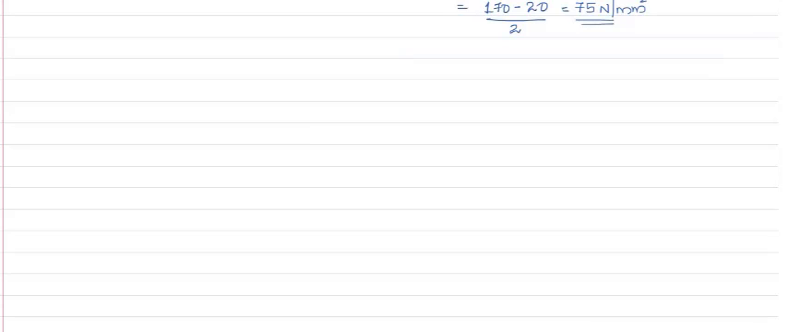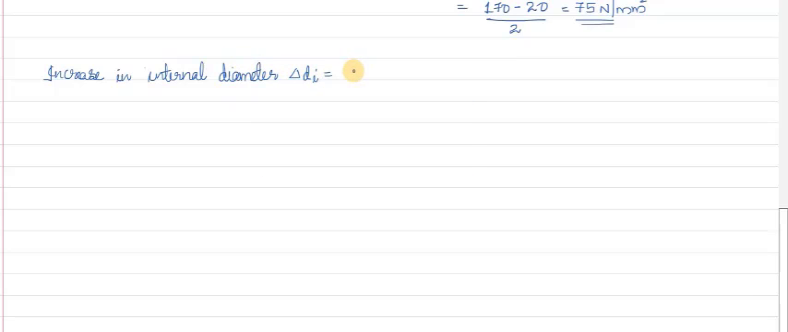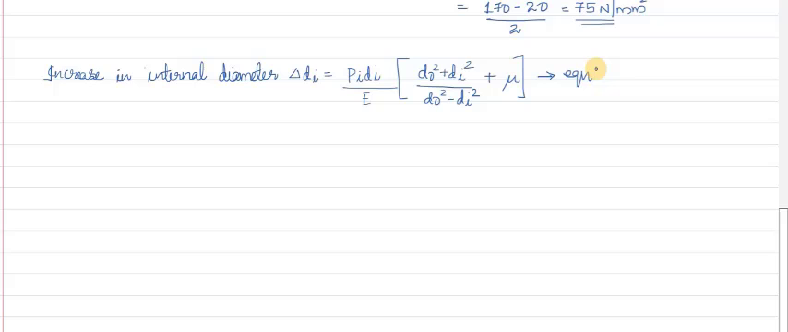Next, we can find the increase in internal diameter, and that is also given in the data book. The increase in internal diameter is delta Di, which we have used here. It is given by the formula delta Di is equal to Pi into Di divided by E, into Do square plus Di square, the whole divided by Do square minus Di square, plus mu, which is the Poisson's ratio. This is given in equation 7.14a, page number 104 in the data book.